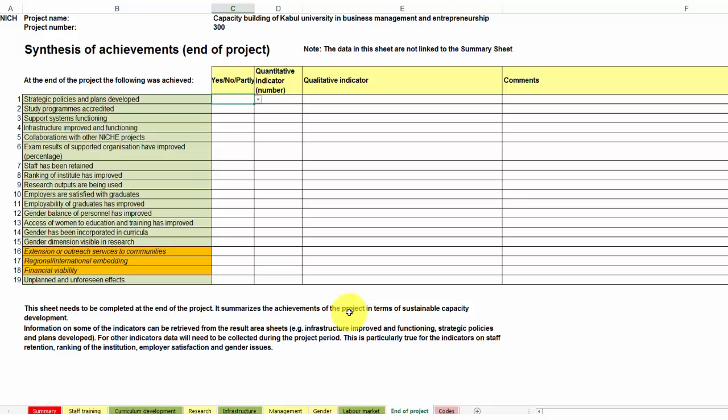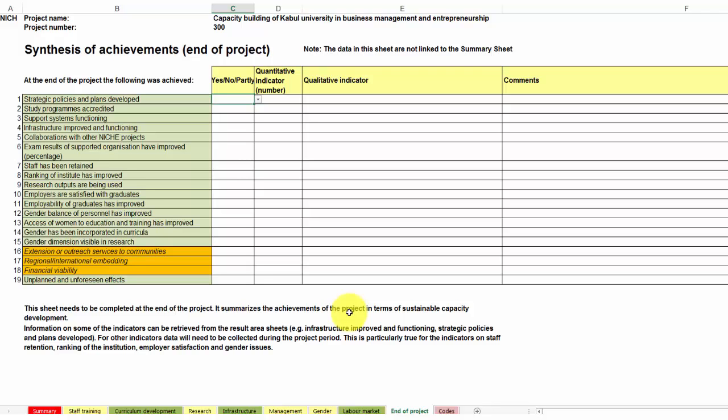This is where you are invited to share any additional qualitative information about your project which has not been collected in the previous sheets. The reason for showing you the end of project sheet now is that you might want to start collecting the relevant information from the start of your project. Unlike the others, this particular sheet allows you more freedom to elaborate on the successes of your project.